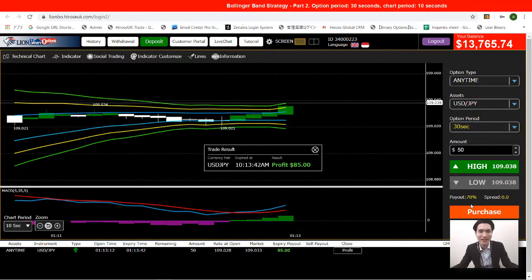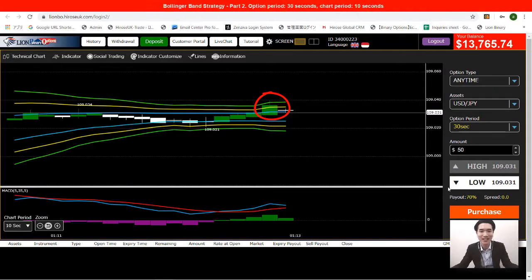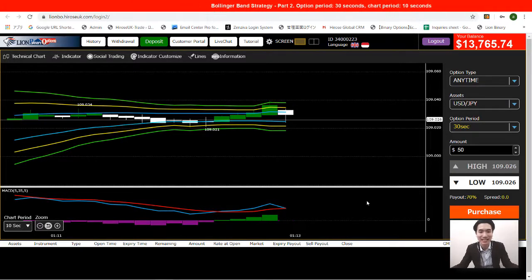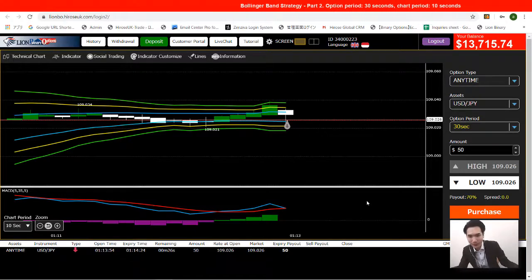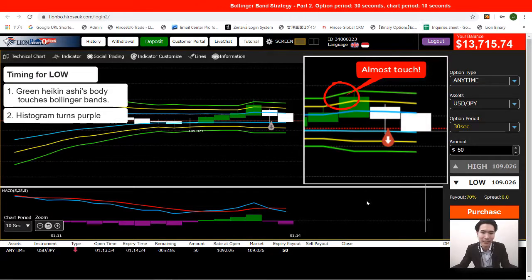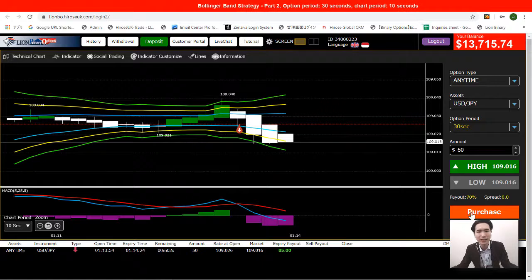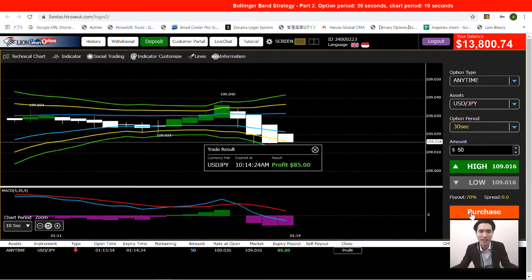Soon after my previous trade finished, the Heikin Ashi body almost touched the Bollinger Band again, and the MACD histogram is purple. So that's why I opened another trade here. Sometimes you see this green Heikin Ashi candlestick is not exactly touching the Bollinger Bands, but sometimes you just can't be too strict. It's almost touching, and if we take a look at the MACD, the blue line is already going down. So that's why I opened my trade there, and now it ends in profit.